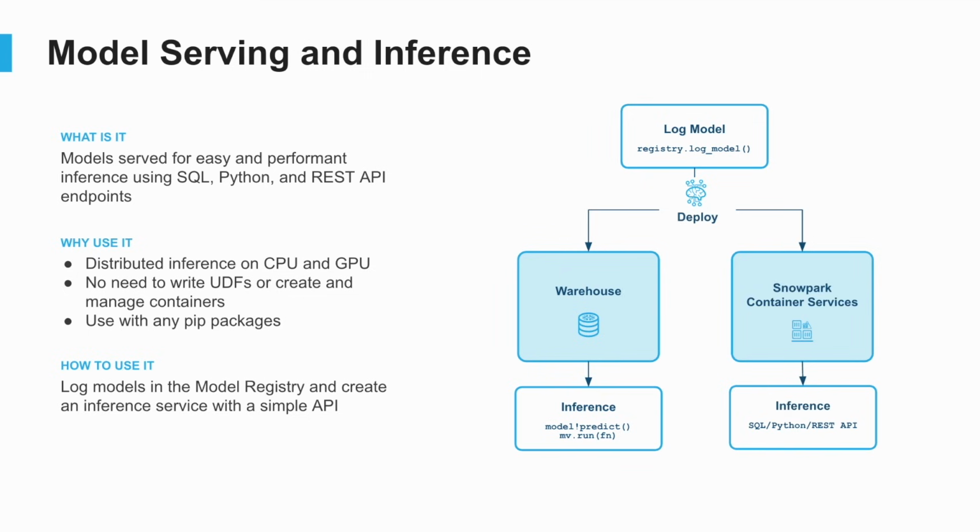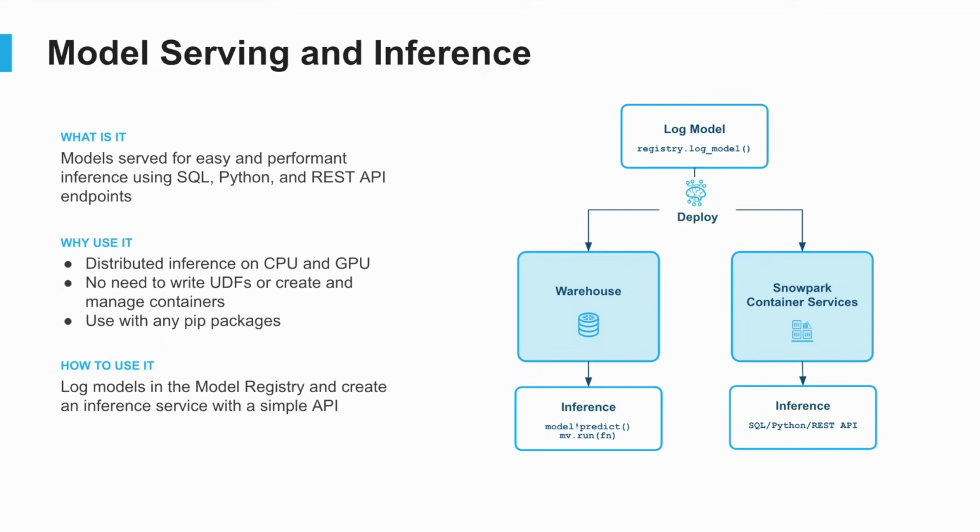How to use it? It's very simple. You can simply log your model in the model registry and create an inference service using a single API call. When you log the model in the model registry, Snowflake automatically deploys the necessary UDFs for inference, which can be called from SQL using model predict or Python using model.run. This enables distributed inference on your warehouse nodes.